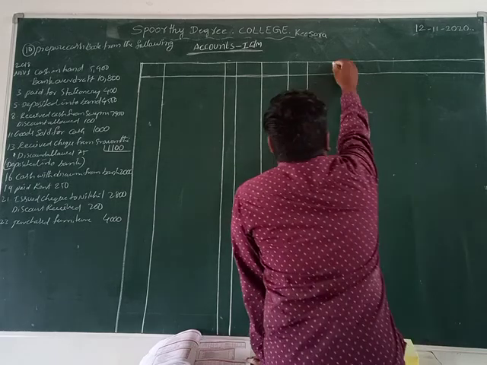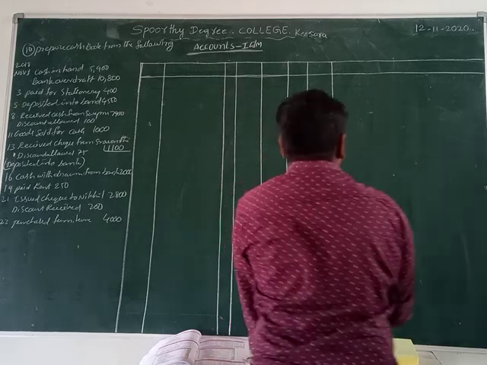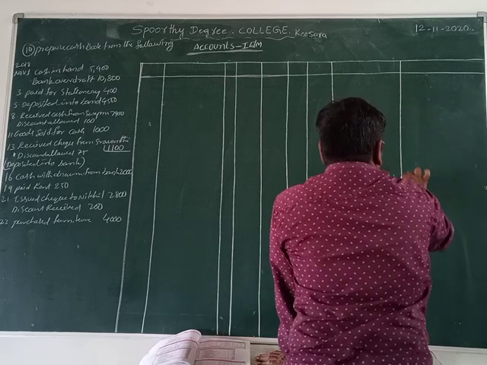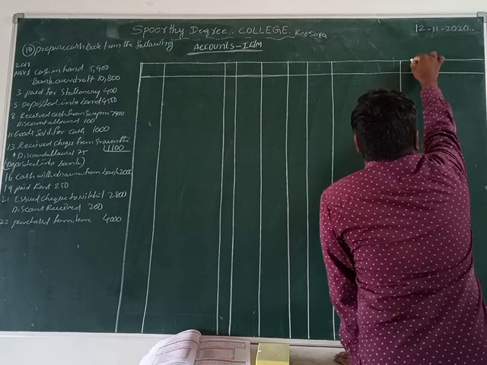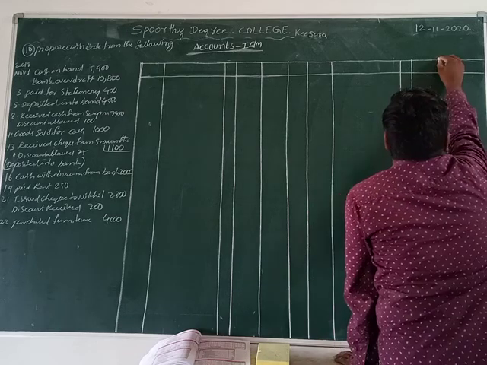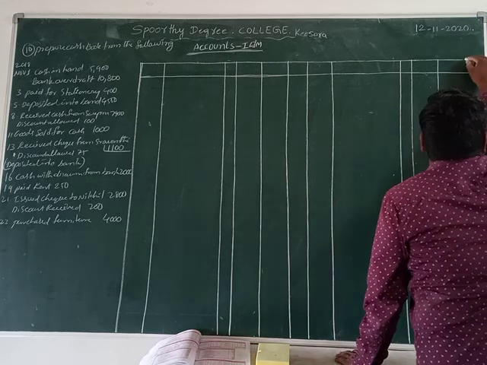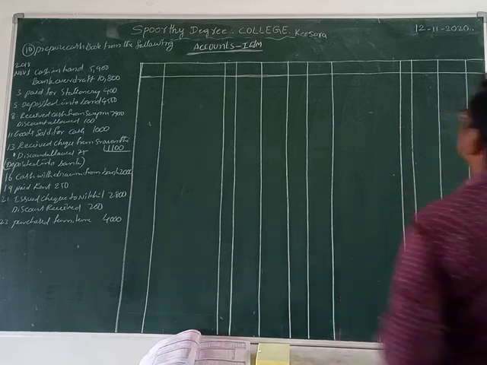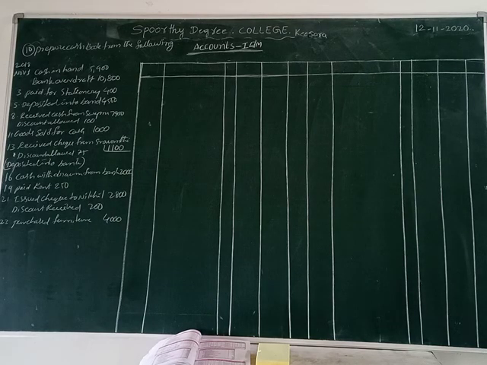Now at the same time, the first column is date, the second one particulars, and another one is LF, and cash, bank and discount. This is a three column cash book, friends. Now we can write what we record.